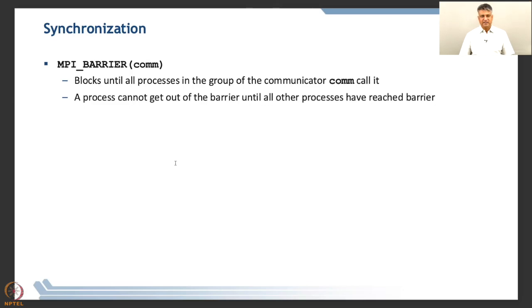For synchronization, if we want all the MPI processes or ranks to come and synchronize at a particular point in the program, you would use the function MPI barrier. A process will not go ahead of the barrier when it is written in a program until all the other processes have reached that particular barrier.